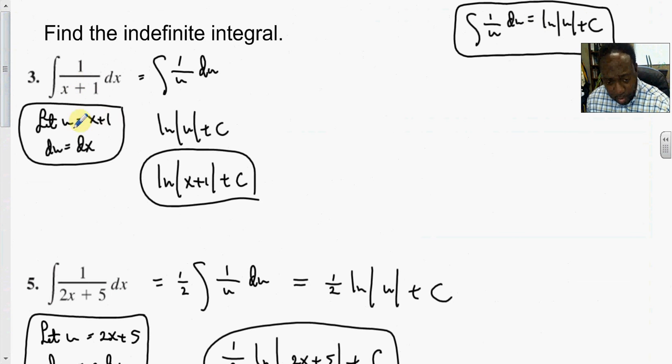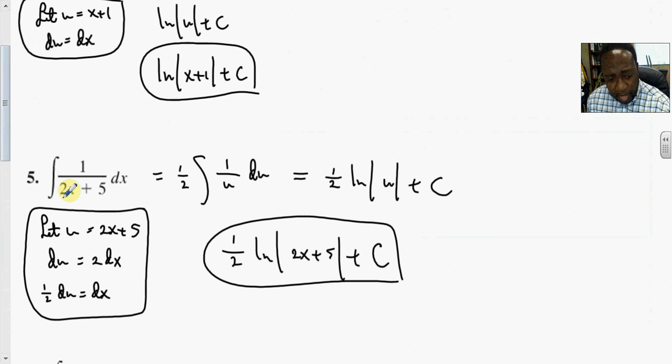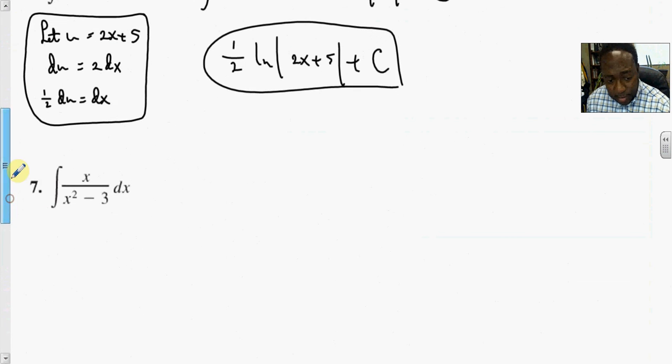U was x plus 1, du is dx. That's our numerator. Number 5, u is 2x plus 5. Du came out to be 2 dx. Well, 1/2 du represents the numerator. And so the same thing. If you let u here equal x squared minus 3, du will pick up that x dx in a fraction, but that's fine.